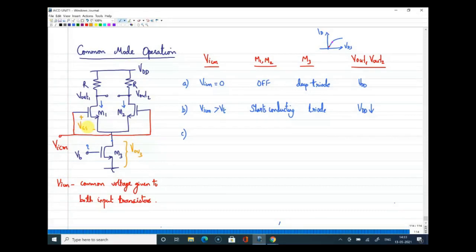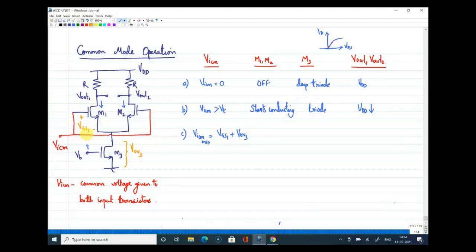So the minimum input common mode voltage here, what we can call VICM minimum, can be written as VGS1 plus VOV of 3. So what is the meaning of this? When I provide a DC voltage which is equal to VOV3 plus VGS1, and I am giving that voltage to the gates of both the transistors, I can ensure the saturation region operation for all the three transistors.